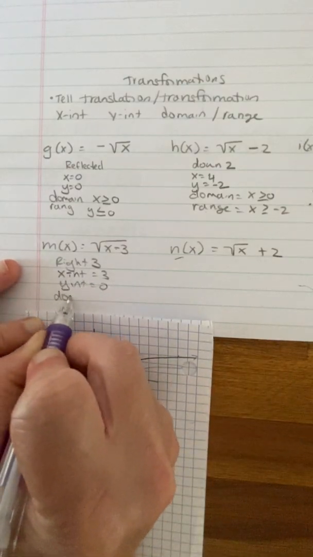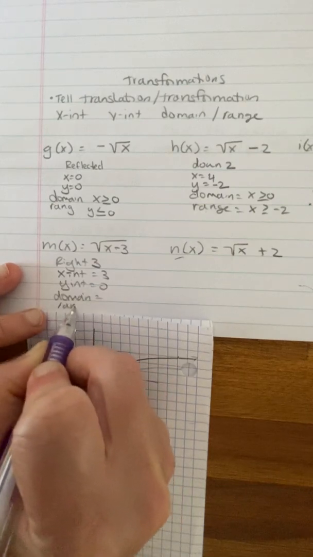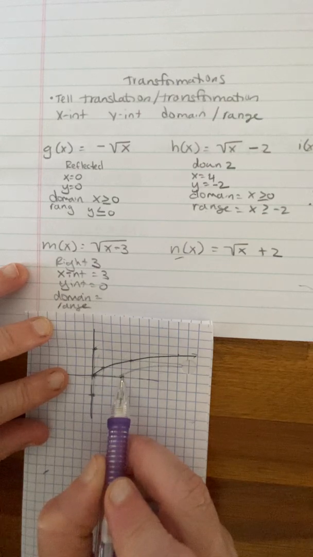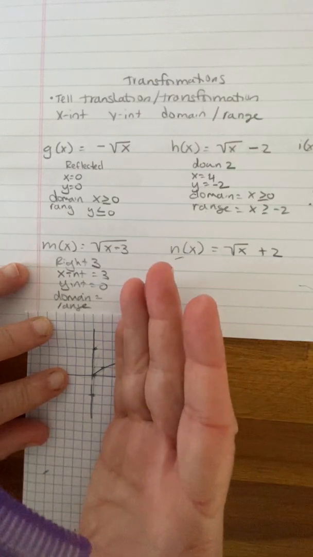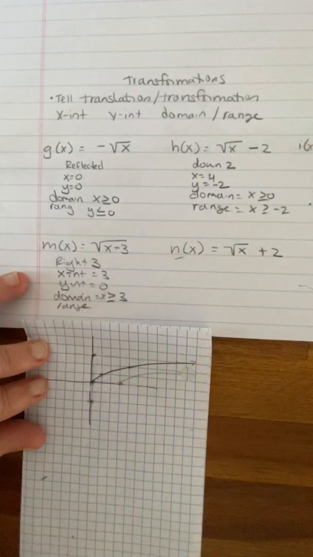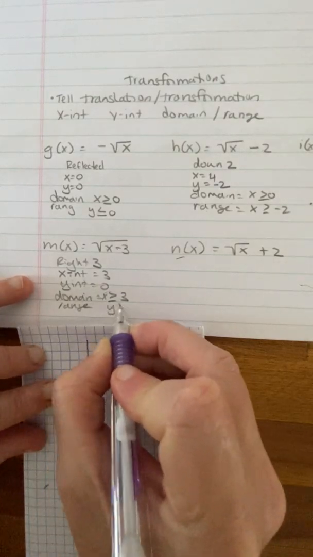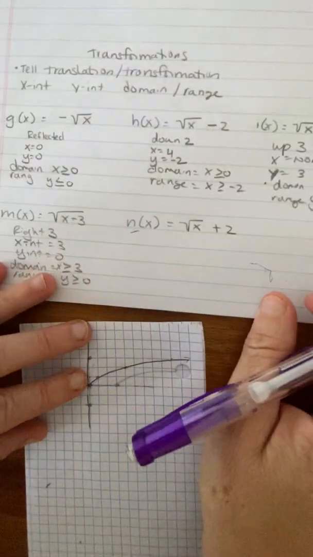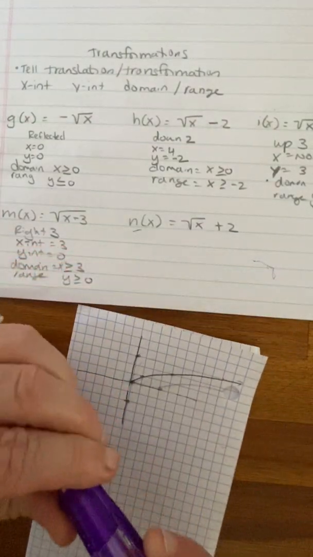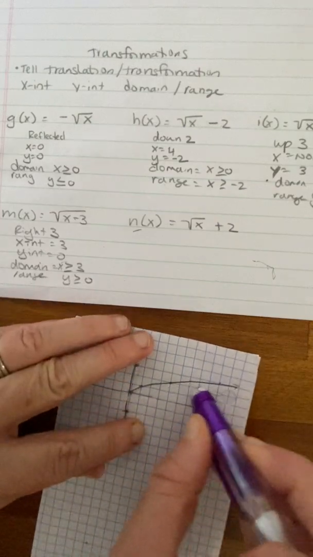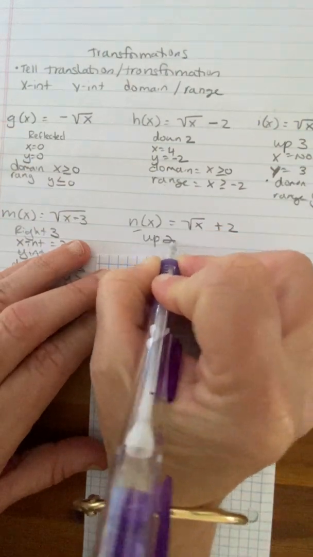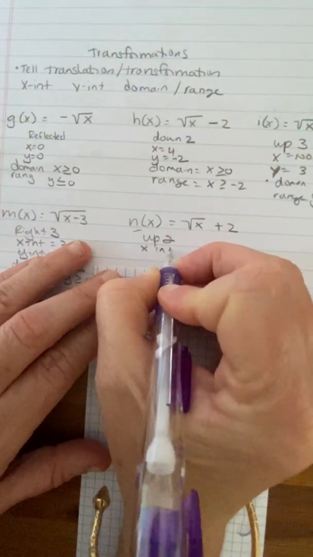My domain is x is greater than or equal to 3 because on the x-axis, it is on the right side of the 3. And then the range, it's above 0. Right? My last example here, once again, I'm going to erase this. And what transformation happens? It went up 2. And I like to just draw that little sketch.